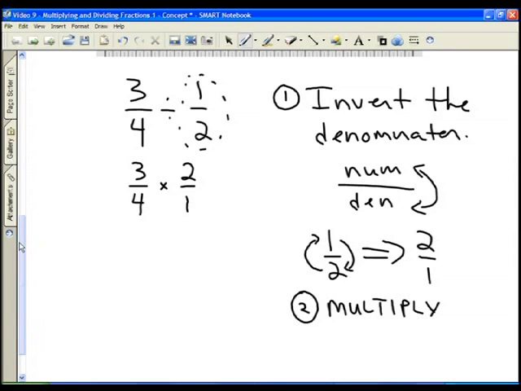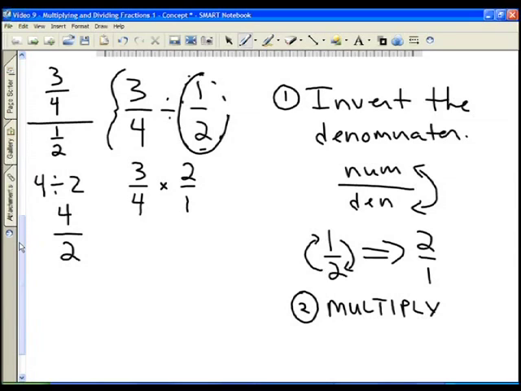And remember, 3/4 divided by 1/2 could also be represented this way. So that's why we say invert the denominator. Just like 4 divided by 2 could be written this way, right? Whatever is after the division sign is in the denominator of the fraction. So 3/4 divided by 1/2 would then translate into 3/4 times 2 over 1. We invert the denominator of 1/2, and we change the sign to multiplication.